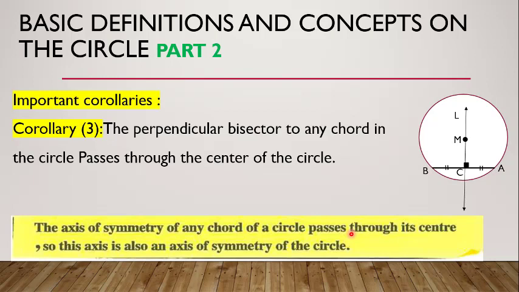And any straight line, as we said in the last session, any straight line drawn that passes through the center of the circle is a line of symmetry of this circle. So the axis of symmetry of any chord of the circle passes through its center. So the axis of symmetry of the chord is also an axis of symmetry of the circle.